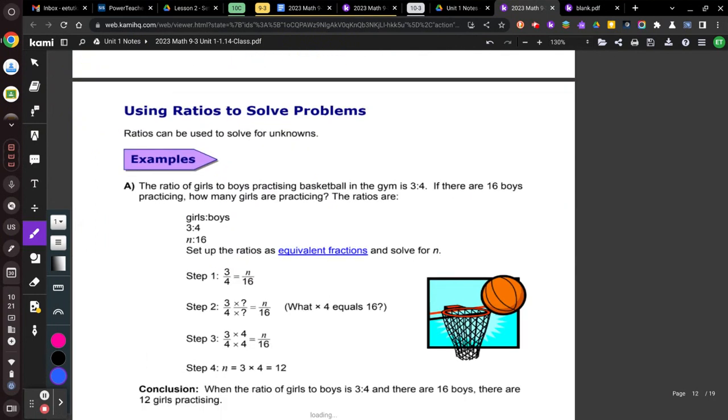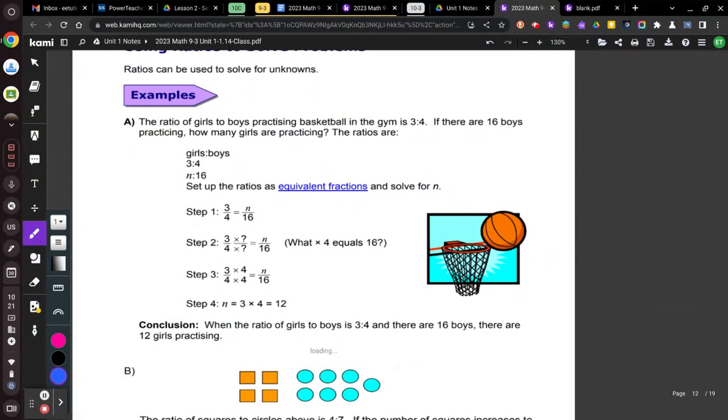Alrighty, now turn your page. It says using ratios to solve problems. So now we got basketball going on. It says the ratio of girls to boys practicing basketball in the gym is 3 to 4. So that means for every 3 girls, you're going to find 4 boys. So it's a girls to boys ratio. So it says if there's 16 people practicing, how many are actually going to be in each category?